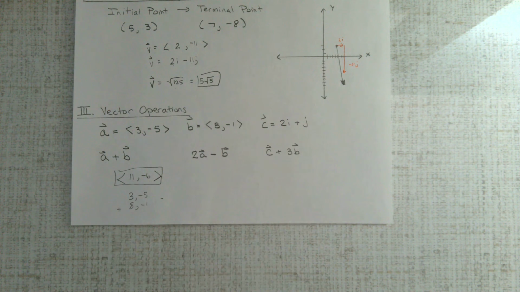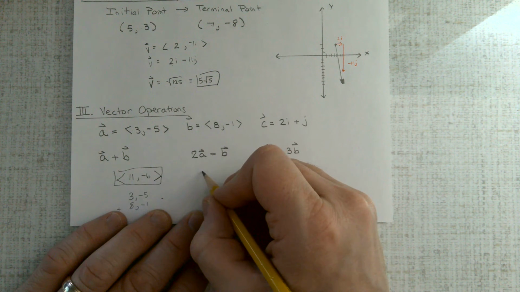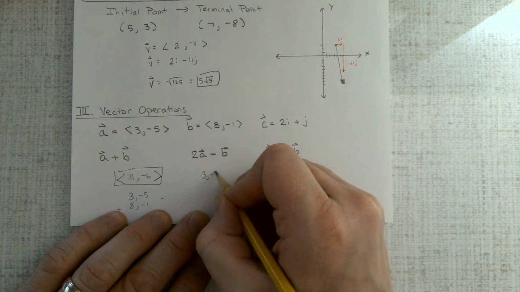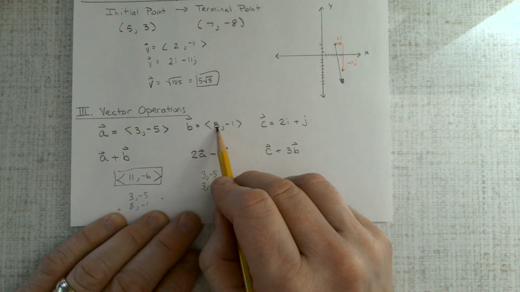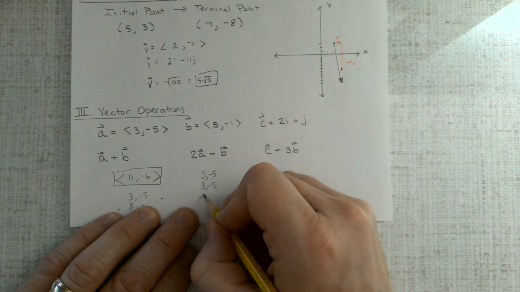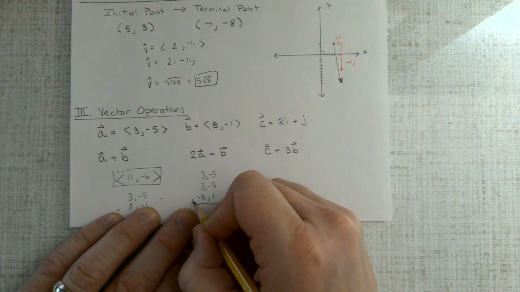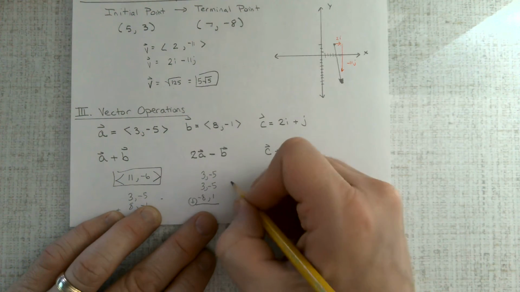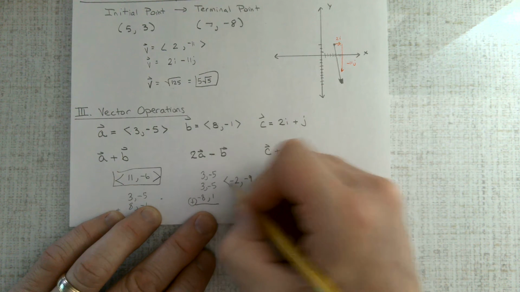Just the two vectors put together. And you can write it in the other notation. You could find the magnitude if it was required. Alright, we have 2a minus b. Well, 2a, so I have 3 and a negative 5 and a 3 and a negative 5. Subtracting b: if I subtract this, that's a negative 8, and if I subtract a negative, that's 1. If I were to add all these vectors together, I would have a negative 2 and I would have a negative 9.